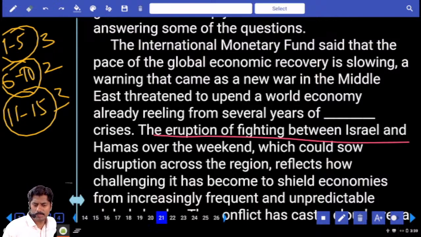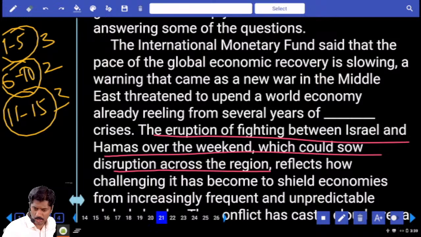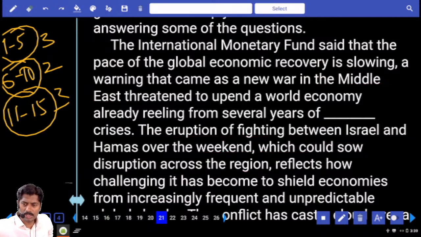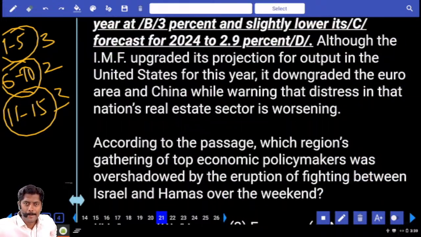The eruption of fighting between Israel and Hamas over the weekend, which could show disruption across the region. Which region? Middle East. What is the Middle East connected to? Africa or Europe? Where is Morocco?